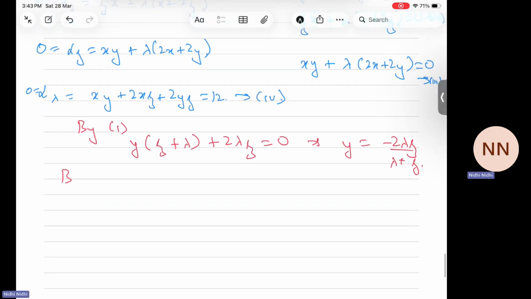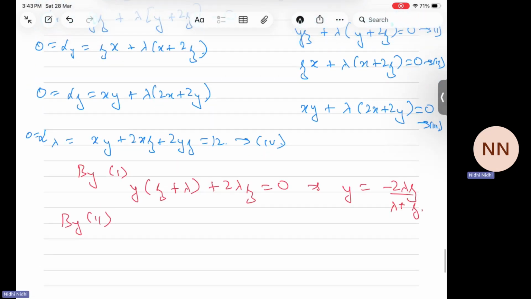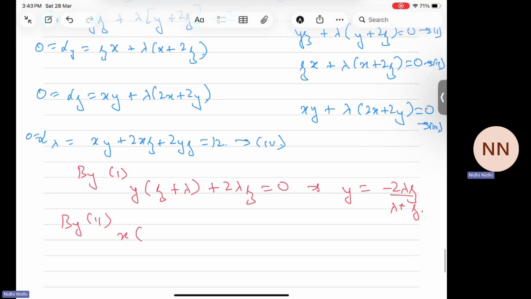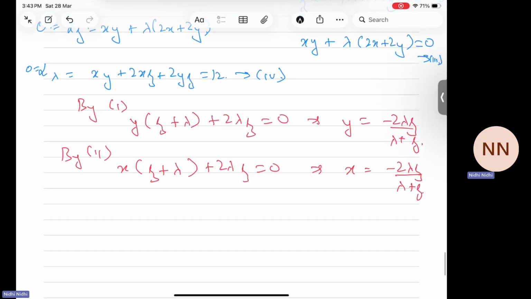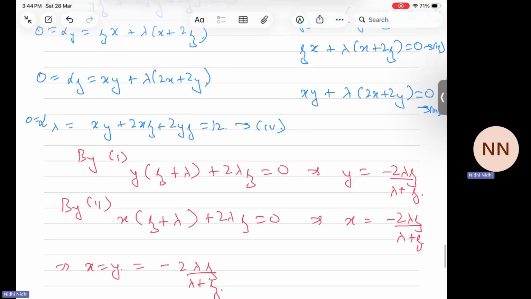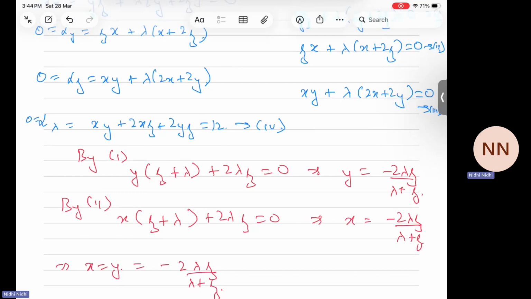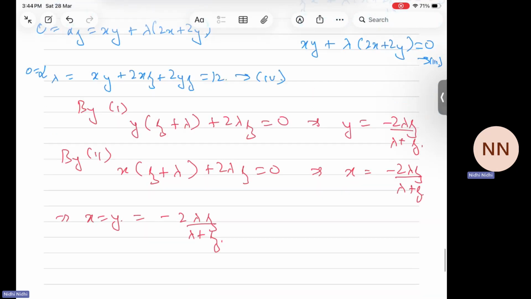And by equation 2, exactly in a similar way, we have xz plus lambda plus 2 lambda z equals 0. That gives us x is equal to minus 2 lambda z by lambda plus z. Now this tells us that both x and y are equal, and in fact they are equal to minus 2 lambda z by lambda plus z. Now using this in equation 3, we'll end up with an equation that involves just lambda and z.